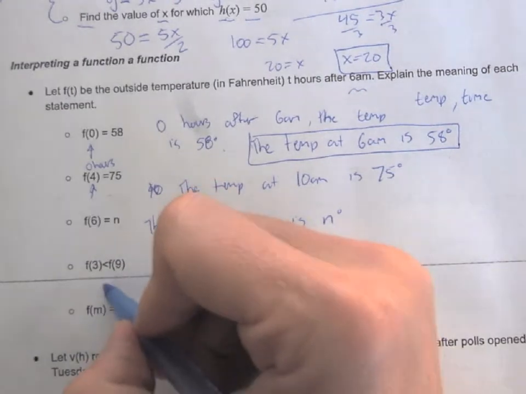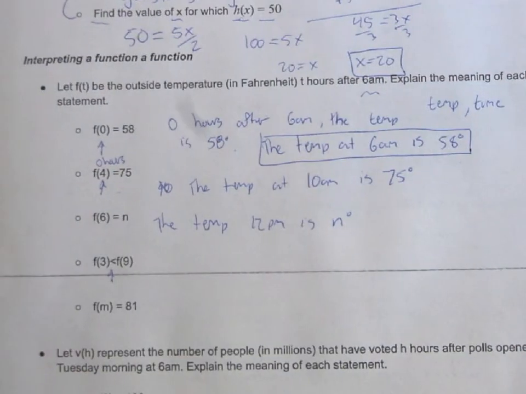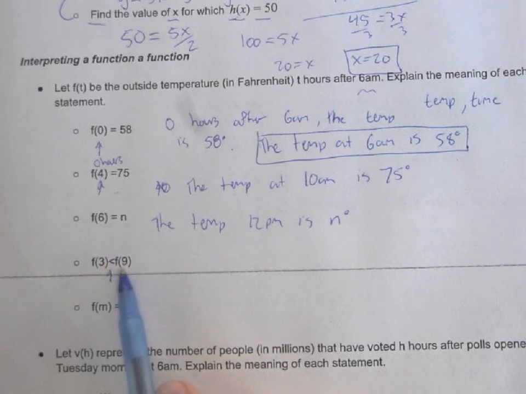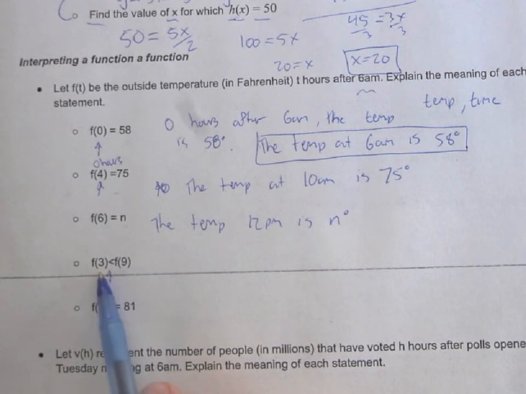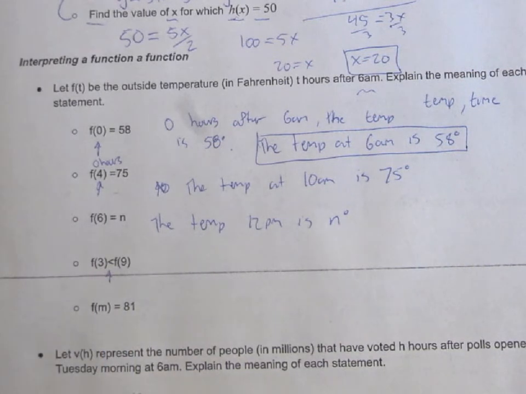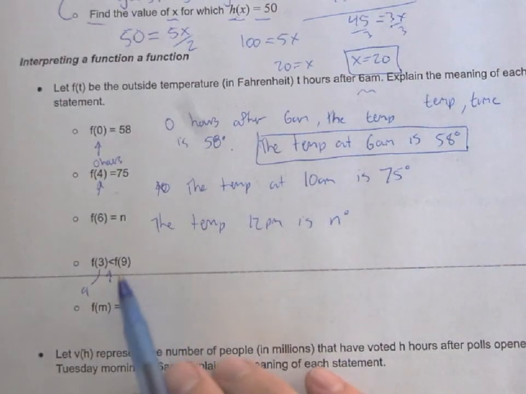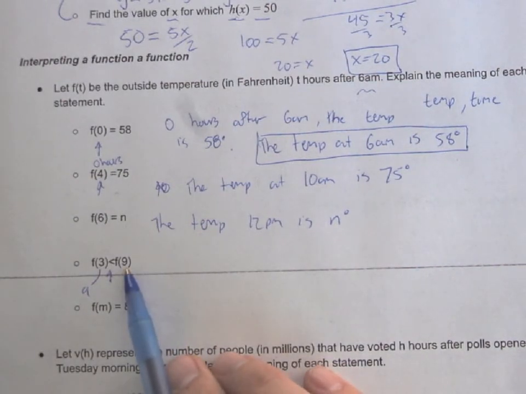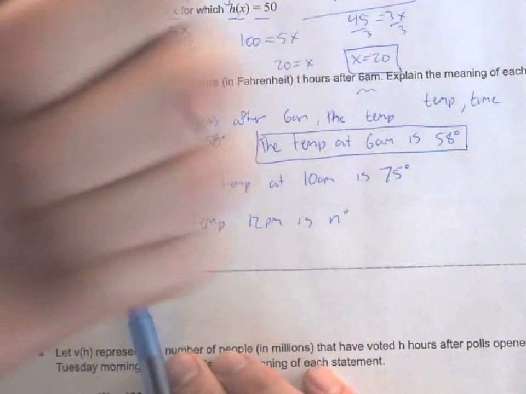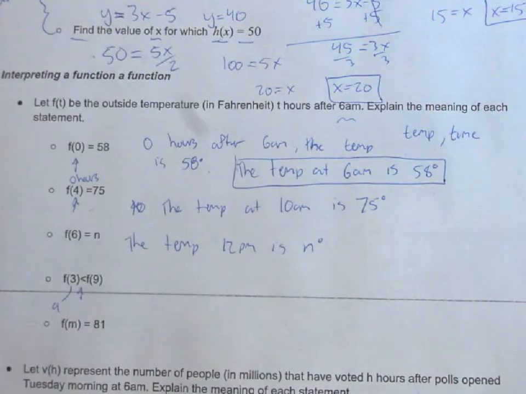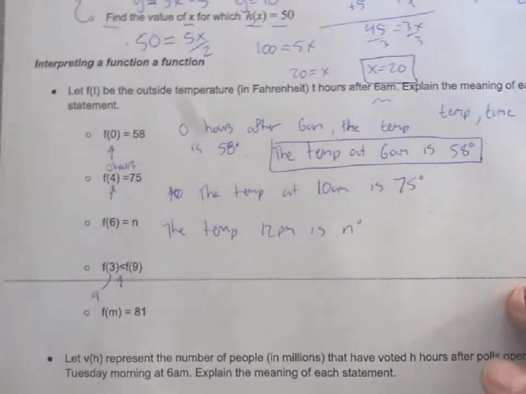All right, now this one has an inequality symbol. This is a less than symbol. So what this is saying is the temperature after 3 hours is less than the temperature after 9 hours. But what is 3 hours after 6? That would be 6 plus 3, which would be 9 a.m. Okay, 9 hours after 6 a.m.? Well, I'm going to count with my finger: 7, 8, 9, 10, 11, 12, 1, 2, 3.